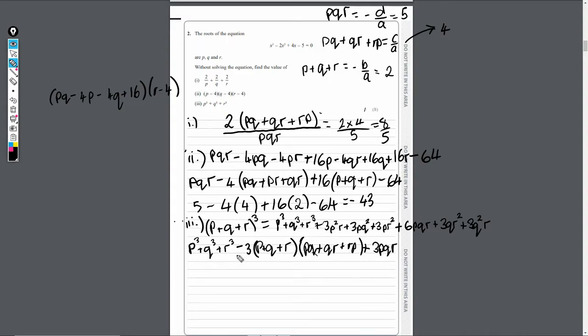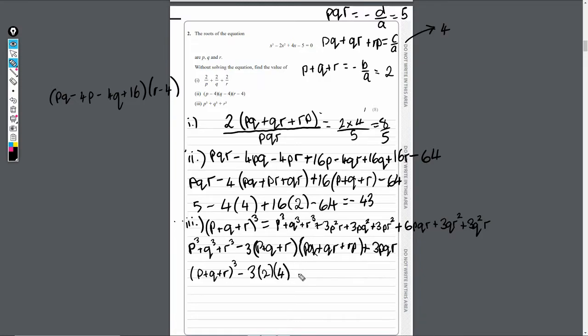So we've got all the values that we need. All we've got to do now is just substitute the values in up here. So this here, again, like we said, is P plus Q plus R, all cubed. So P plus Q plus R, all cubed, minus 3 lots of P plus Q plus R, which is 2, so minus 3 times 2, times PQ plus QR plus RP, which is 4.